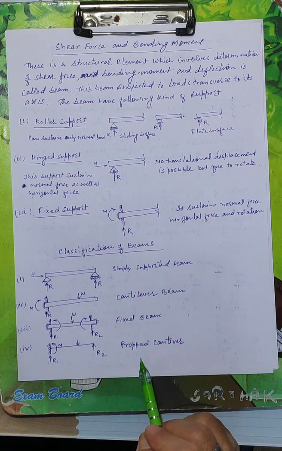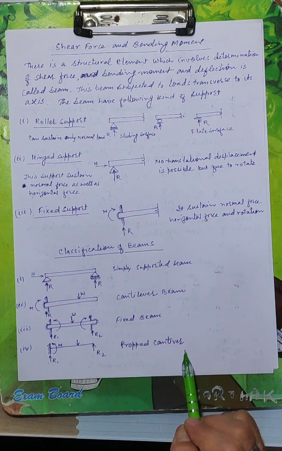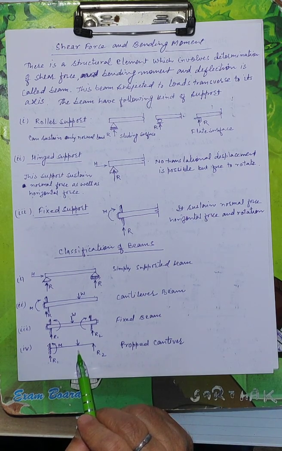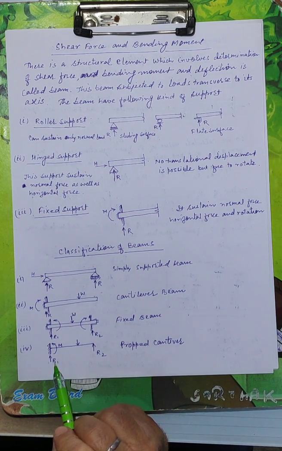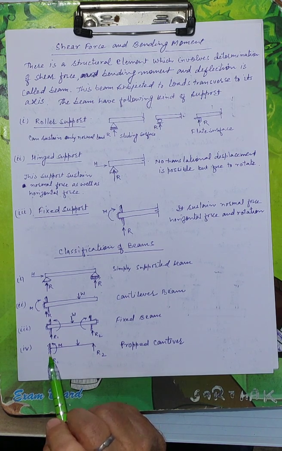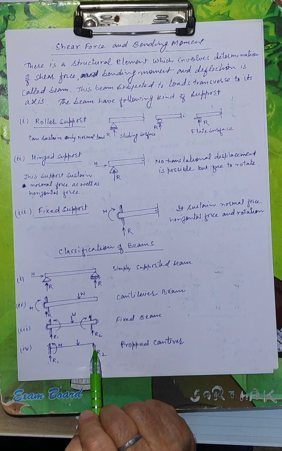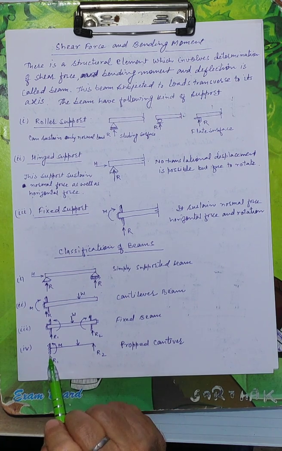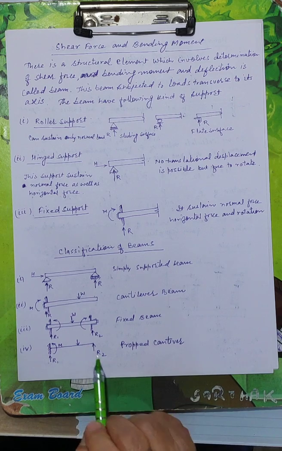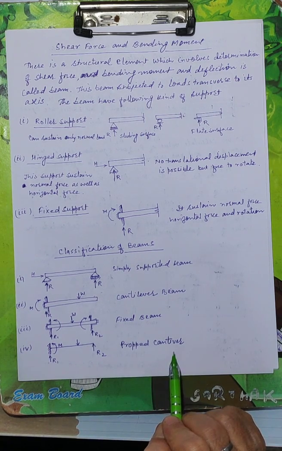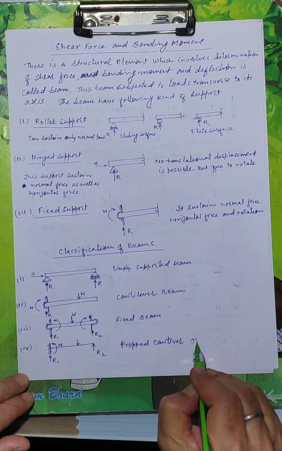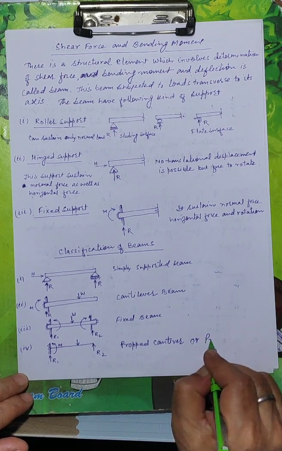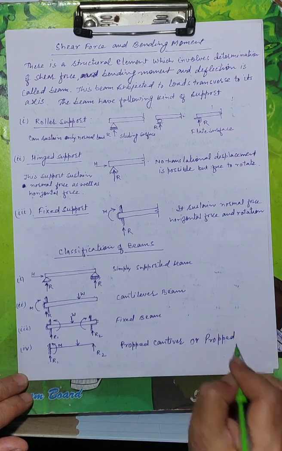Fourth one is propped beam or propped cantilever. When a beam is having one support as fixed support and the other as simply supported, then this type of beam is called propped cantilever or propped beam. We can say propped beam also.